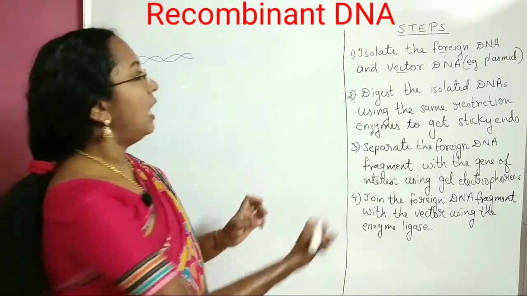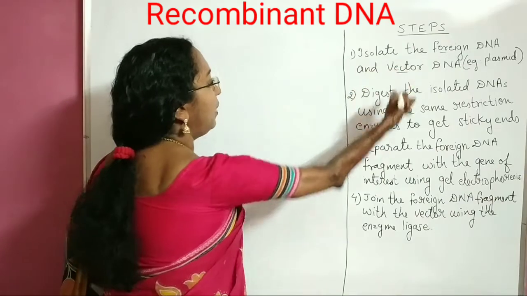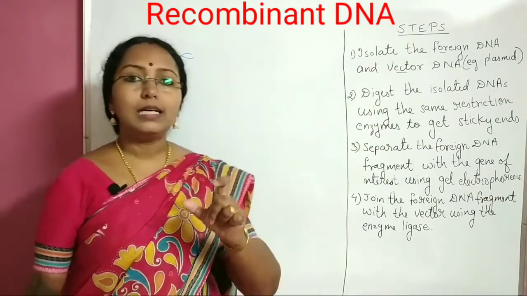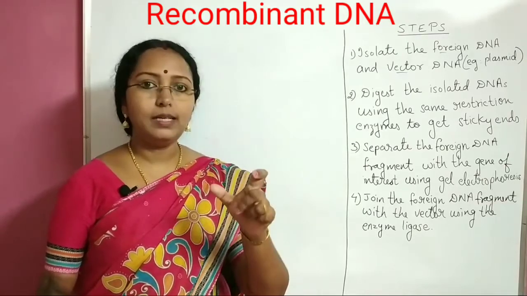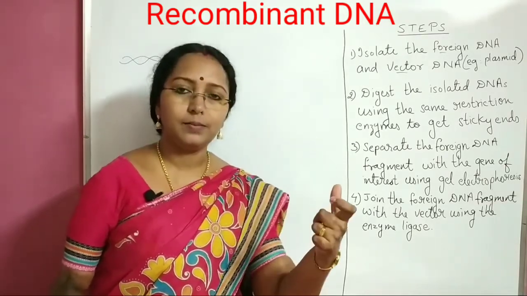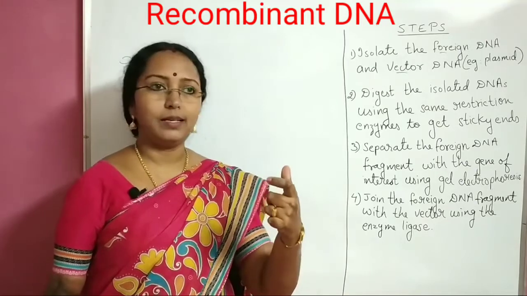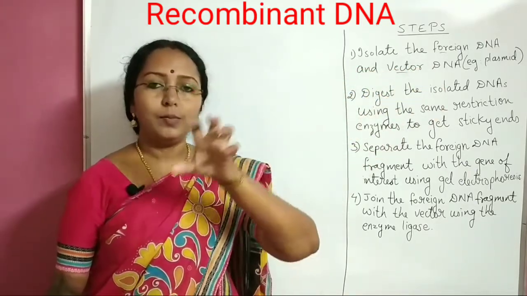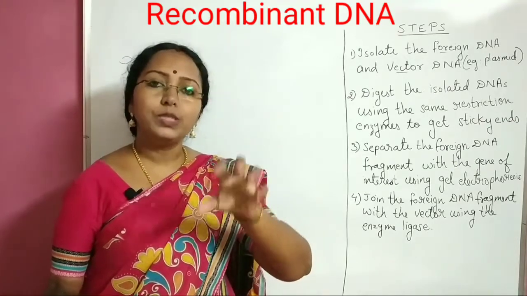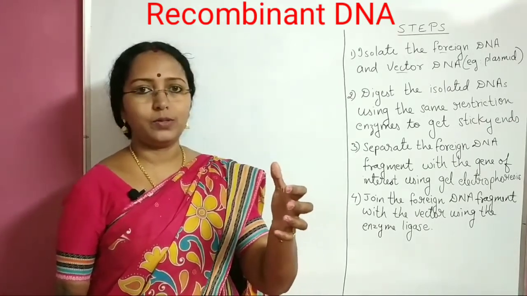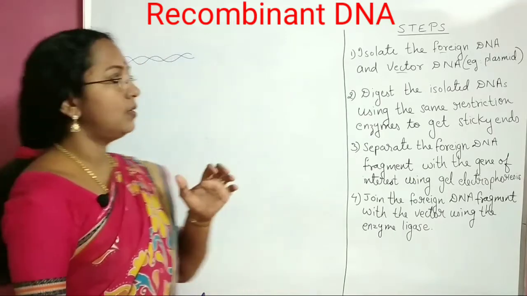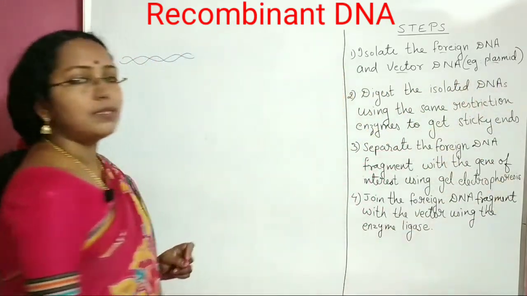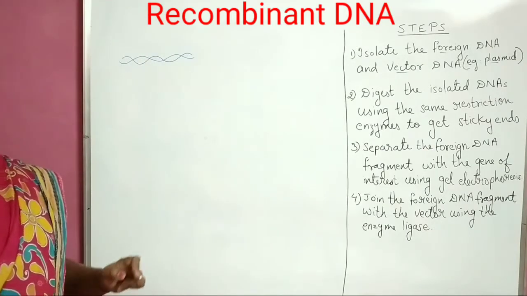So here I have isolated a foreign DNA. I am also going to isolate a vector DNA. That means a carrier or a DNA which can carry another DNA. Vector means carrier. Here vector is in the form of a DNA. So I am going to take a DNA molecule which can carry another DNA molecule. That is vector DNA. Here for the vector DNA I have taken the example as plasmid. Plasmid as a vector DNA.